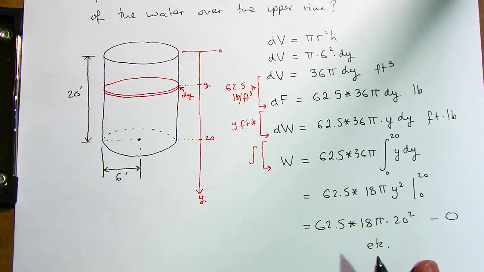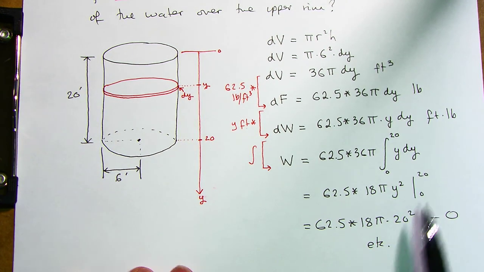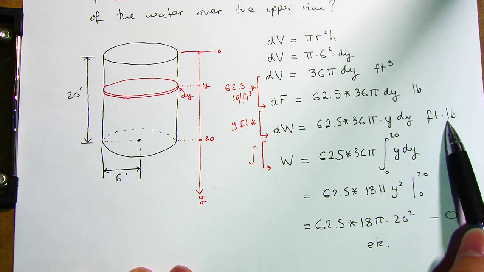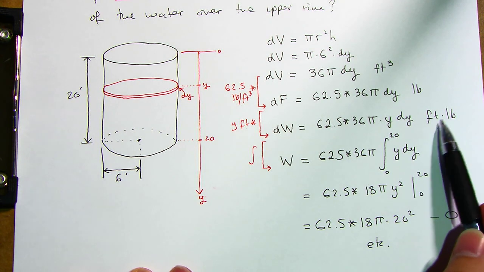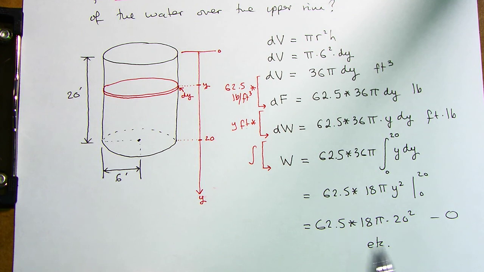Okay, any questions? And that would give you the total work. And what would it be measured in? Foot-pounds. Foot-pounds of work. This final answer is in foot-pounds when you finish it.